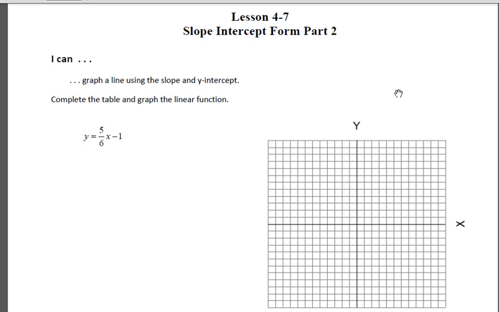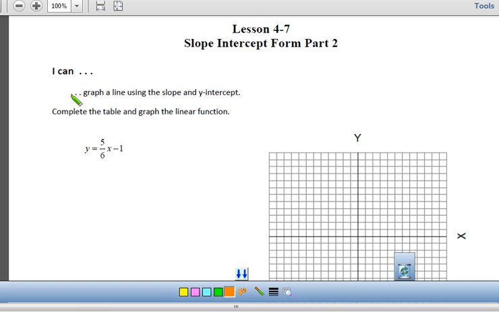And what we're going to be doing in this lesson is, let's go ahead and look at the learning target. I can graph a line using the slope and y-intercept. So we're going to be doing some graphing, and we've already been doing graphing in this topic. But we're going to do this a little different. We've already learned about graphing with a table. We're going to try this without a table. So this begins on page 27 in your notes.